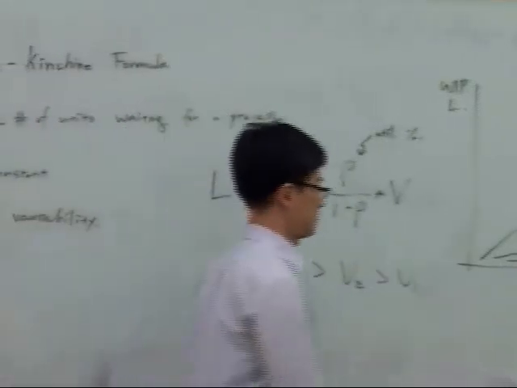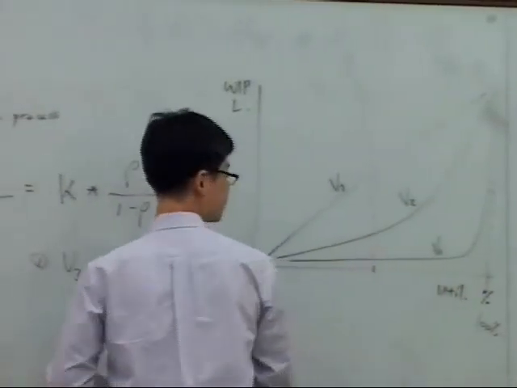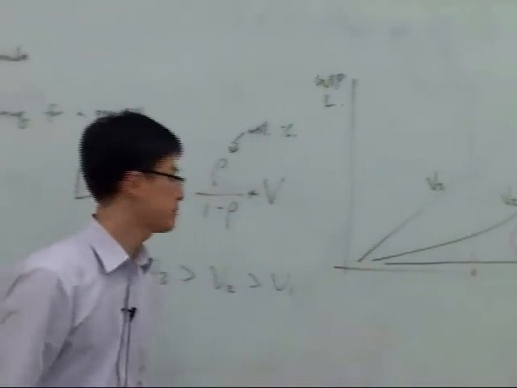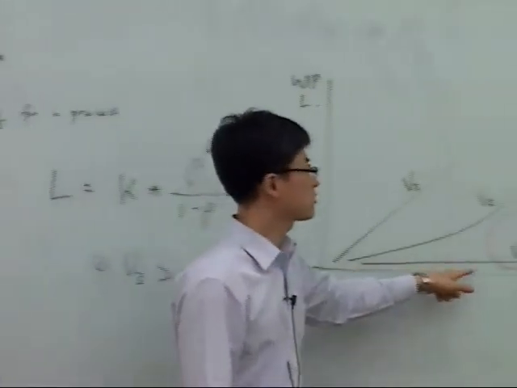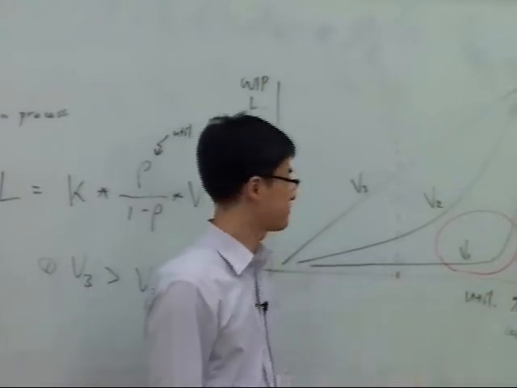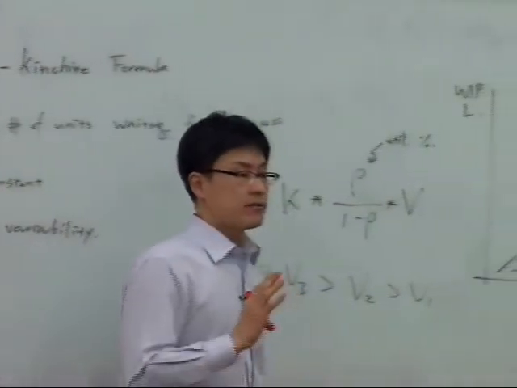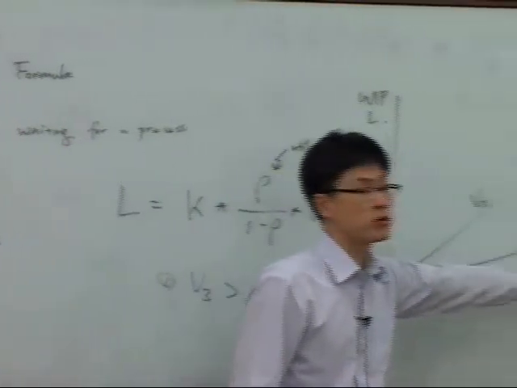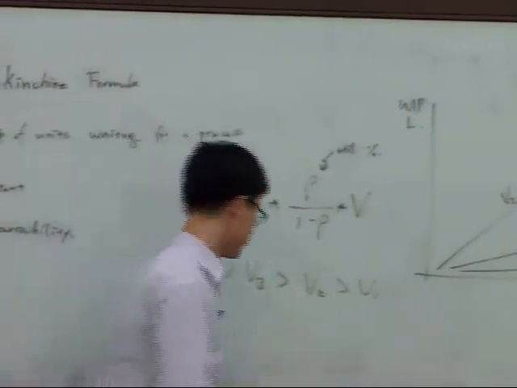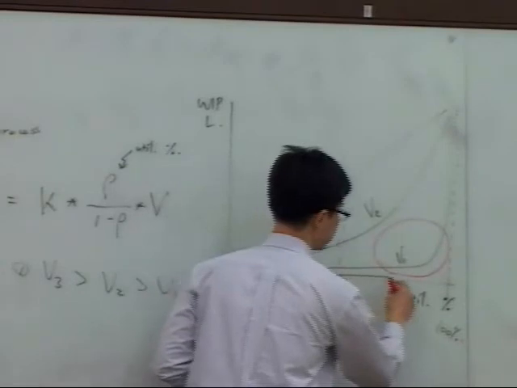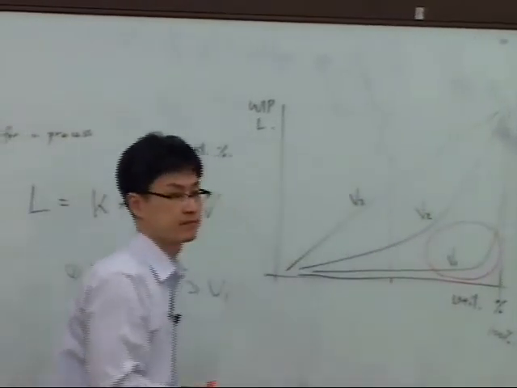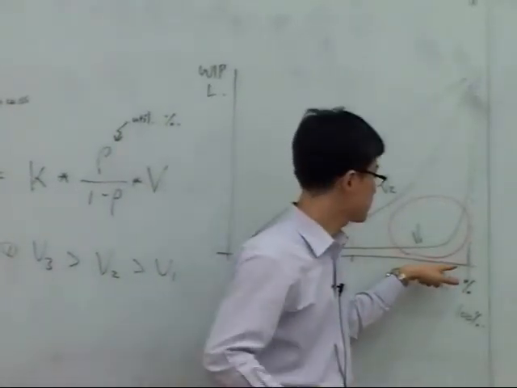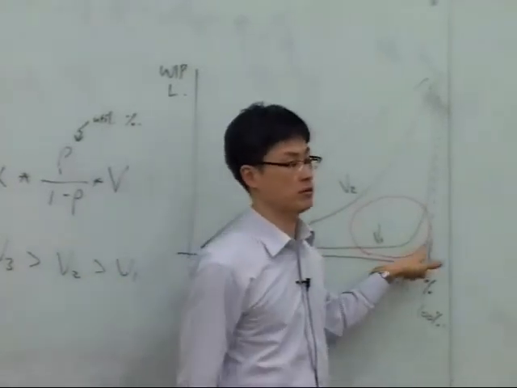But if the V value is higher, we cannot go there. If the variability is really low, if V1 goes to 0, to the extreme value, it will go like this, right? Even though you're increasing the utilization, your L is not affected at all.